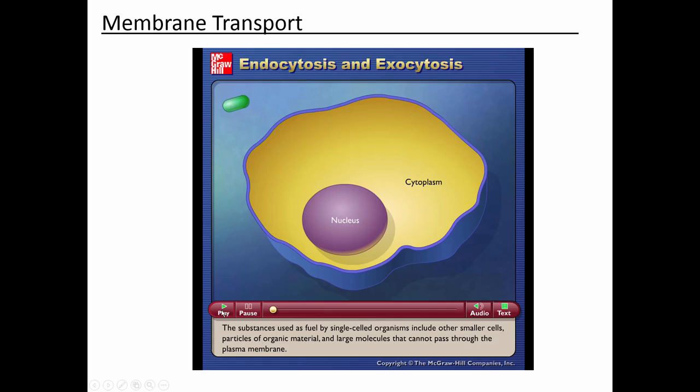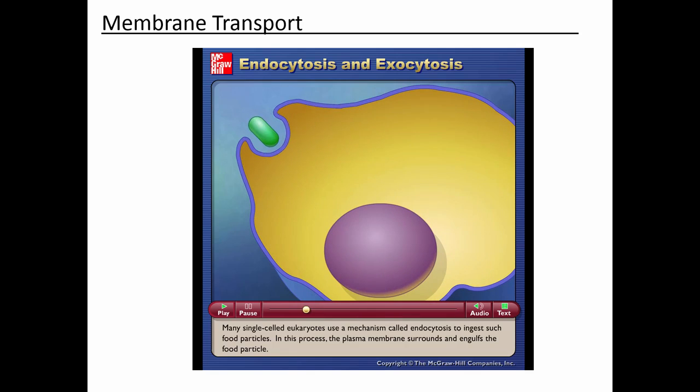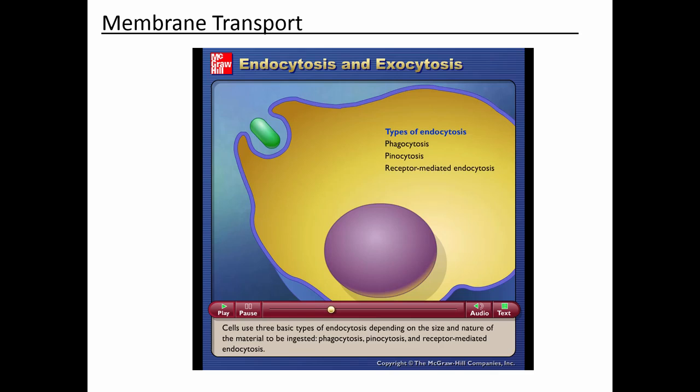The substances used as fuel by single-celled organisms include other smaller cells, particles of organic material, and large molecules that cannot pass through the plasma membrane. Many single-celled eukaryotes use a mechanism called endocytosis to ingest such food particles. In this process, the plasma membrane surrounds and engulfs the food particle. Cells use 3 basic types of endocytosis depending on the size and nature of the material to be ingested: phagocytosis, pinocytosis, and receptor-mediated endocytosis.